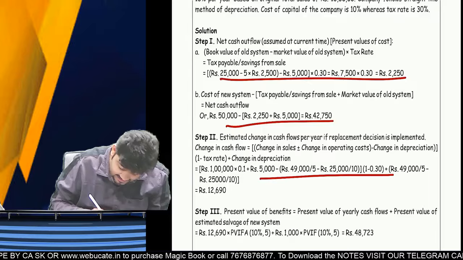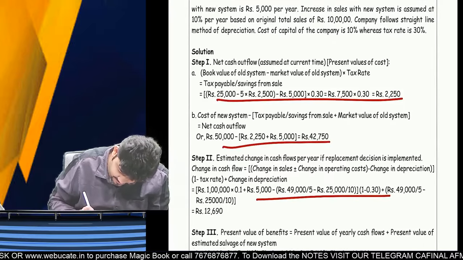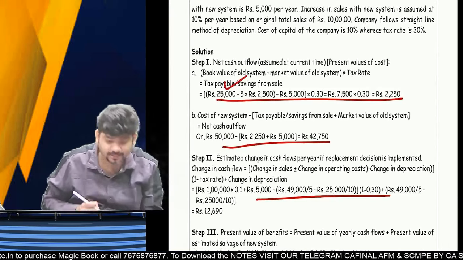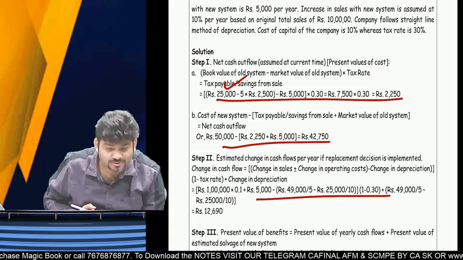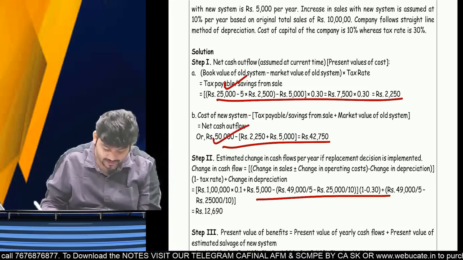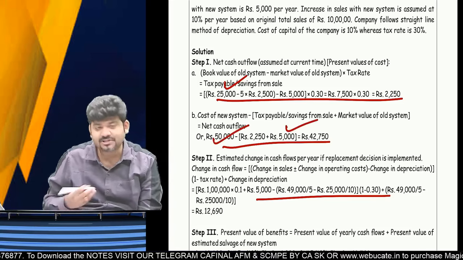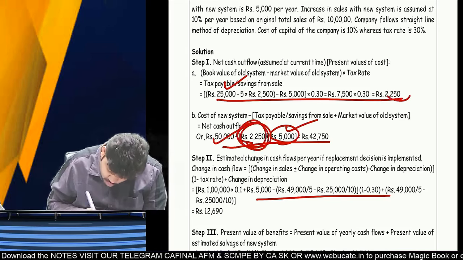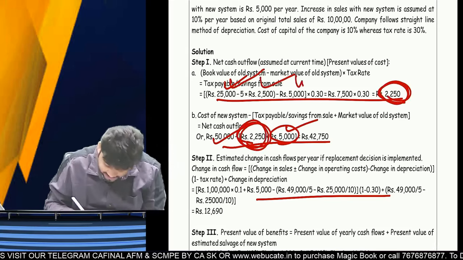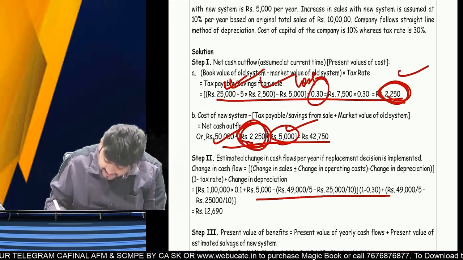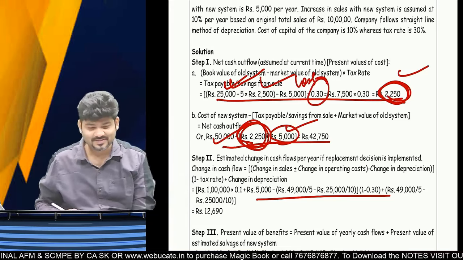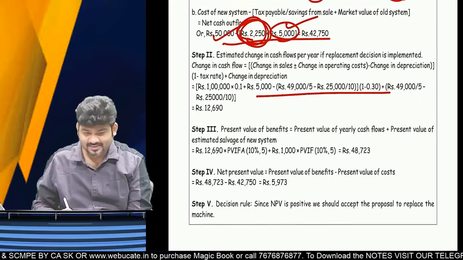See here, I had purchased a new system for, just an example, sorry, of 50,000. 5,000 is the cash inflow that I got from that. But what is this 2250 book value minus sales? And we got loss. On that loss, 30% tax benefit. We will get the tax benefit on account of sale of old system. Right, guys? Done. Then we have the cost of new system.